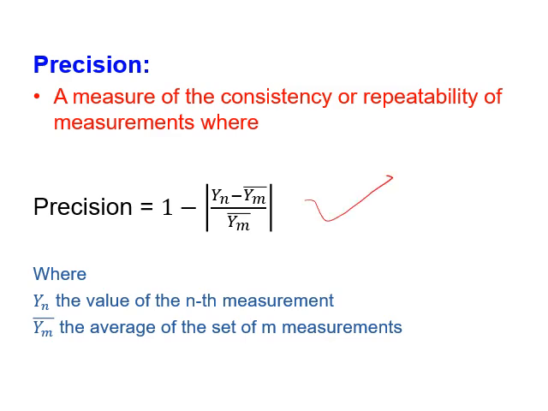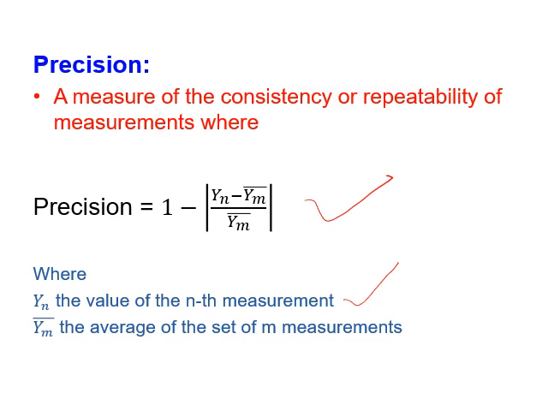The precision is calculated as 1 minus the absolute value of yn minus ym prime over ym prime, where yn is the value of the nth measurement, meaning the value for which we need to calculate the precision. When I want to calculate the precision, I have a few values, and for any of the values I can calculate its precision. So it is calculated per value, where ym prime is the average of the set of measurements.